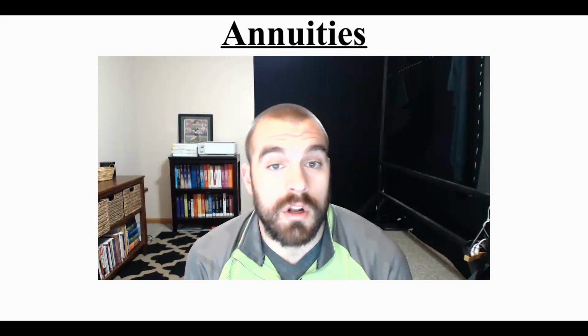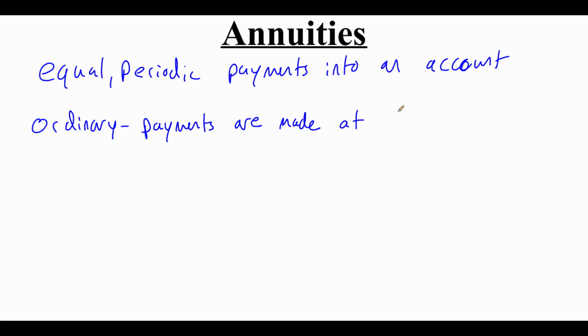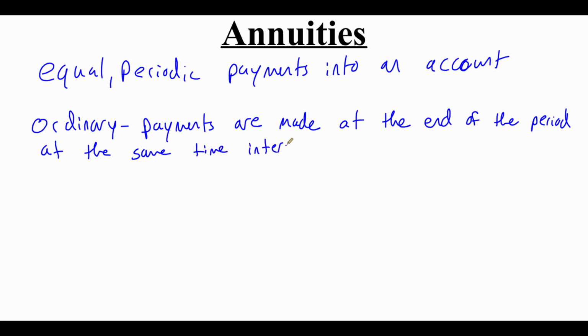In this video, we're going to look at annuities. So an annuity is a sequence of equal periodic payments that you're putting into an account, as opposed to just putting in one lump sum. And we say an annuity is ordinary if the deposits are made at the end of each period, at the same time that the interest is posted in the account. Now, for the examples that we do, we're only going to use ordinary annuities.